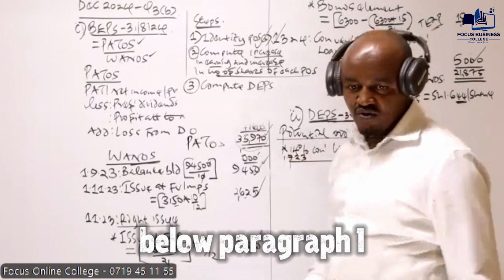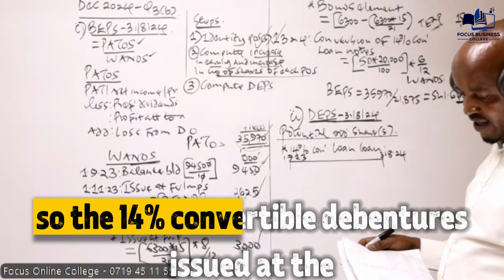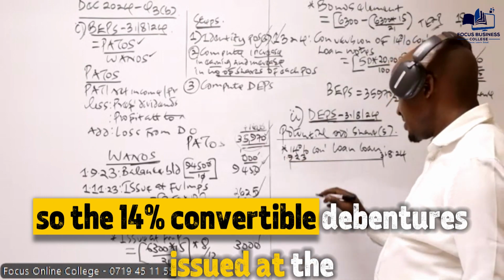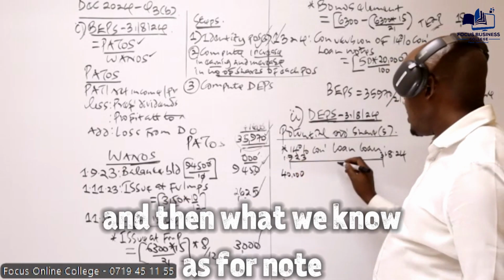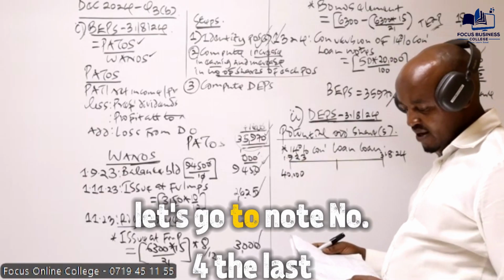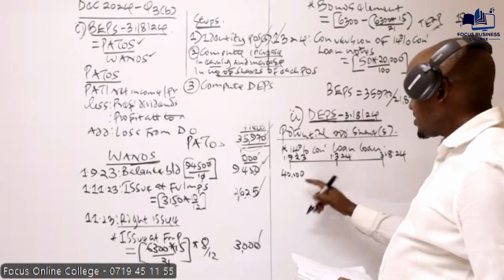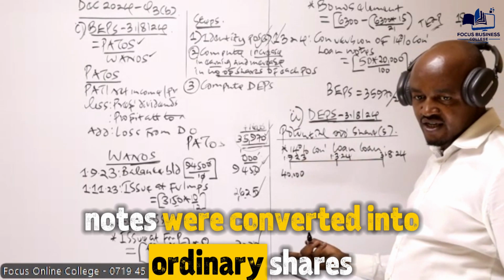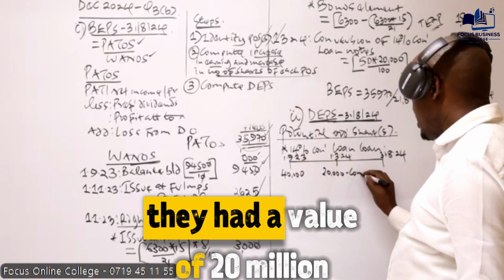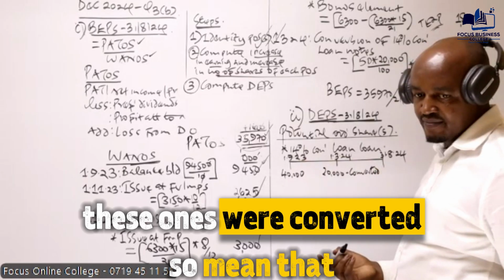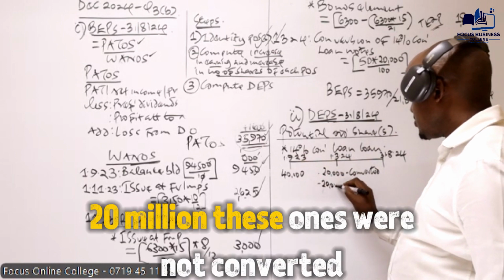Now, going back to the information below paragraph 1, the 14% convertible debentures issued at the start had a value of 40 million. As per note number 4, in the last sentence, we are told that on 1st of March 2024, some of these convertible notes were converted into ordinary shares. The ones converted had a value of 20 million, so the difference, which is still 20 million, was not converted.